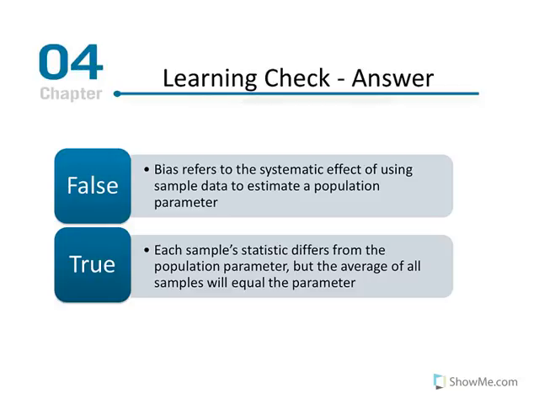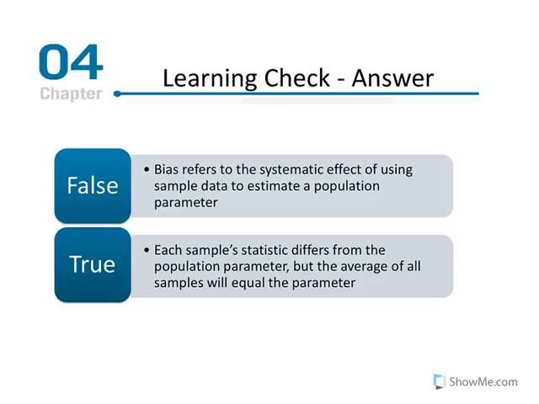So here's an expansion of those responses. So the first one is false. Bias refers to the systematic error of using sample data to estimate population parameter. And it's not reflective of researcher error. It's just due to the fact that samples aren't always going to be inclusive of the extremes that are expressed in the population. And the second one was true.